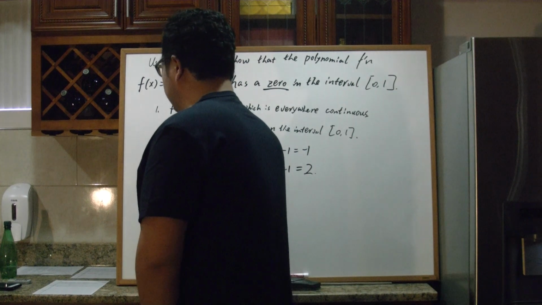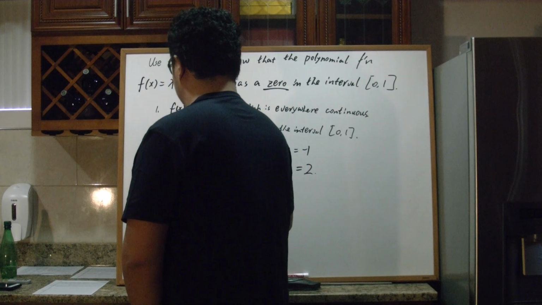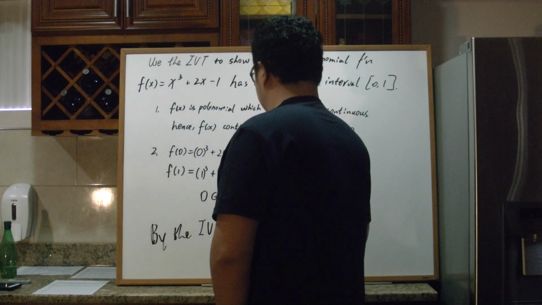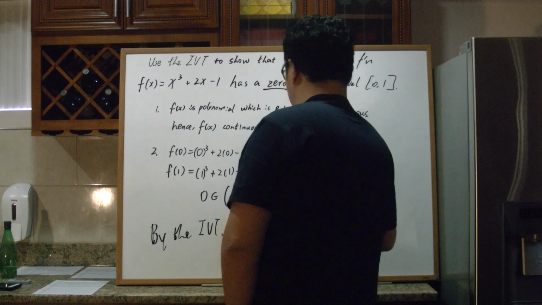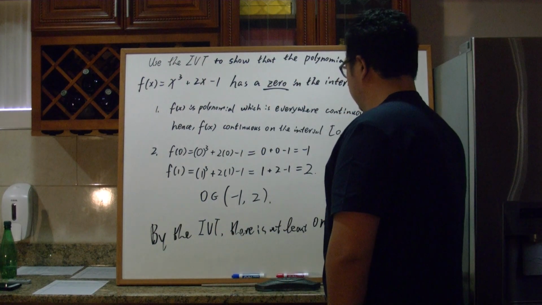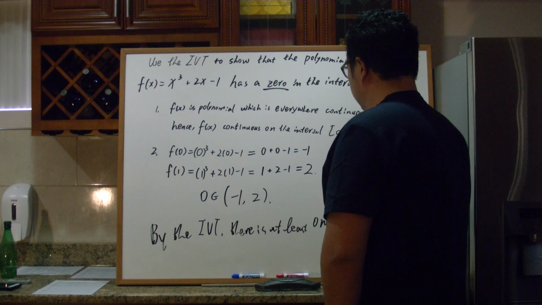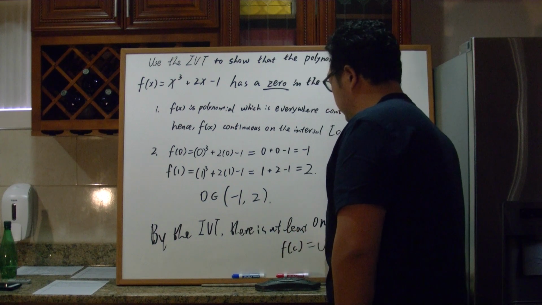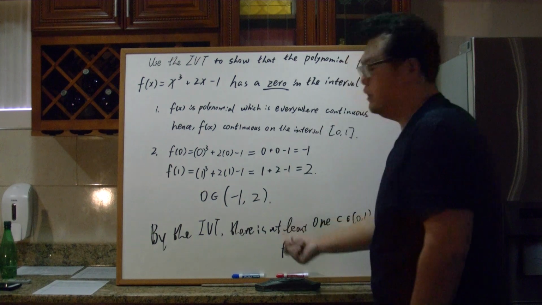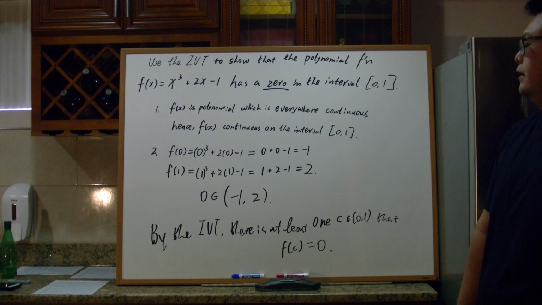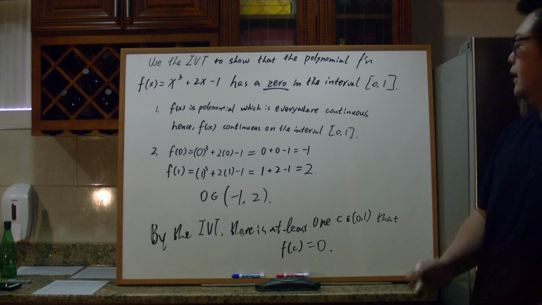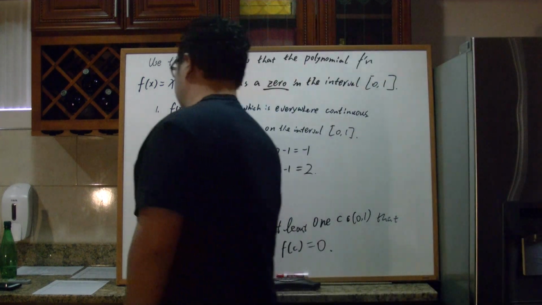So together, by the intermediate value theorem, there is at least one c between 0 and 1 such that f of c equals 0. In other words, c is a 0 of f of x. Right? In other words, at least one 0 in this interval. Right, that should be at least one.